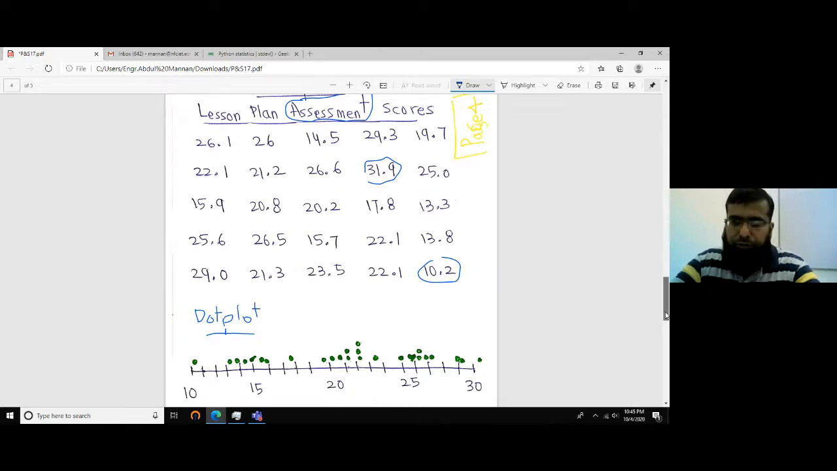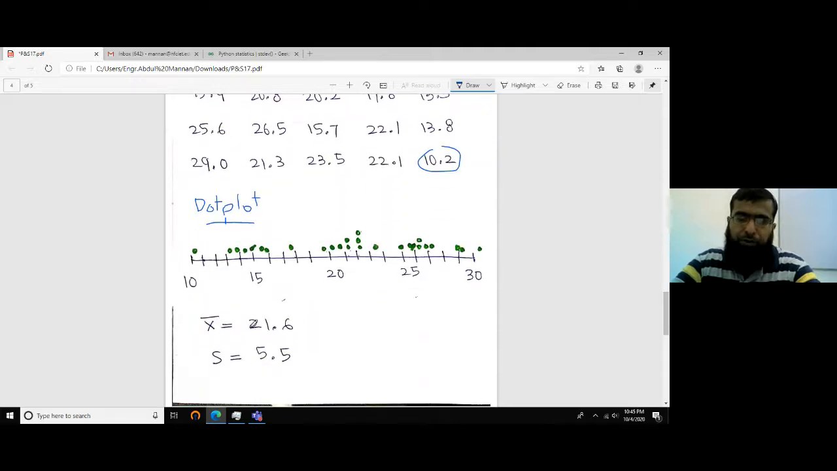Mean and standard deviation of a sample, of course, having n minus 1 in the denominator. So the standard deviation comes out to be 5.5 and the mean is 21.6. This standard deviation was computed using n minus 1 in the denominator because it's a sample of 25 measurements.